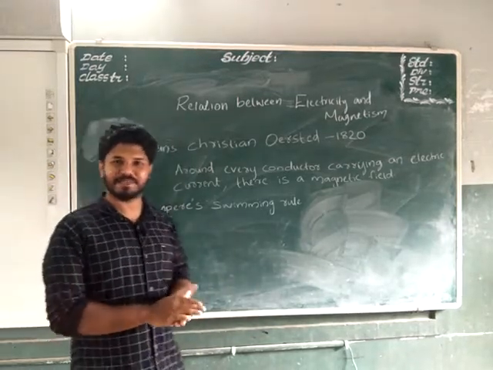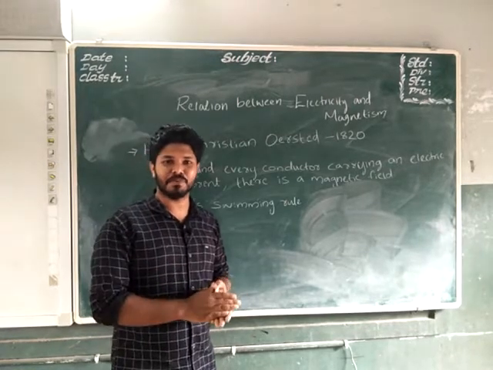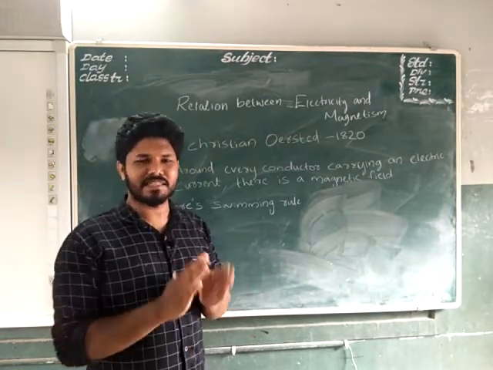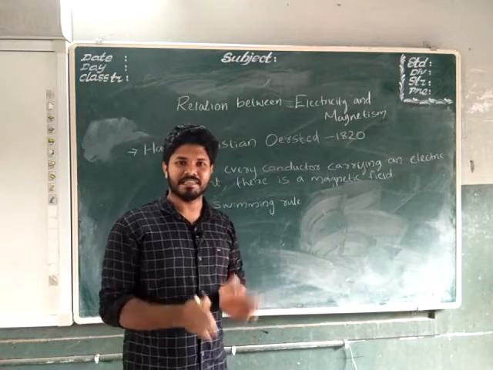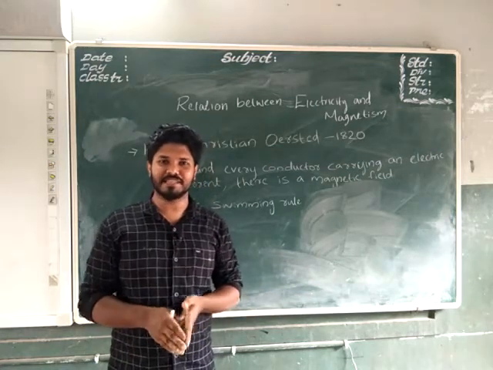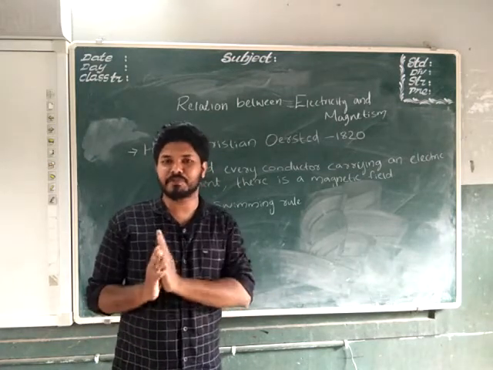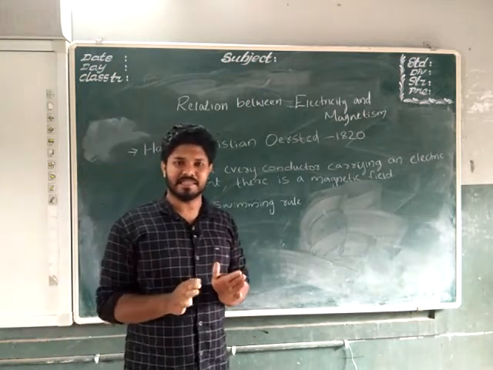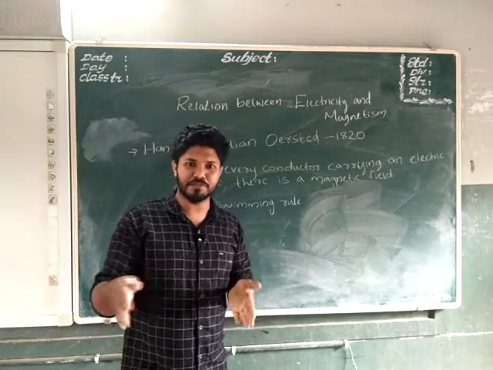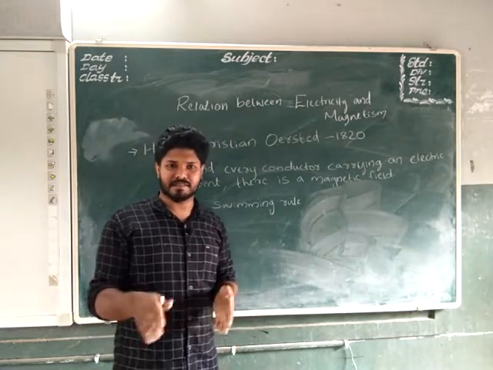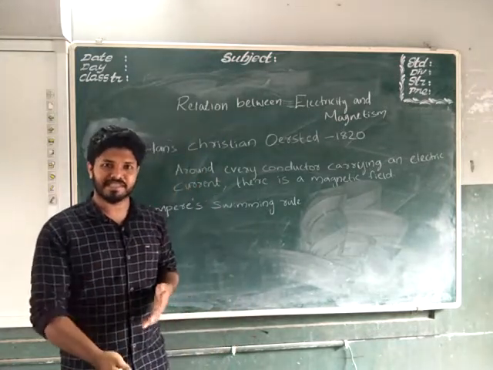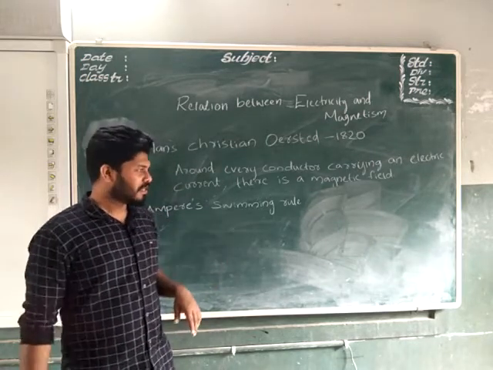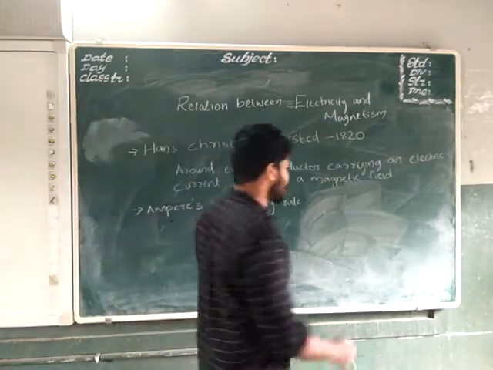Actually, Hans Christian Ørsted wanted to prove in his laboratory that there is no relationship between electricity and magnetism. He went to his laboratory every day to prove this statement. He wanted to make this a theory. In order to make it a theory, he wanted some experimental proof. So every day when he went to the laboratory, he was observing.